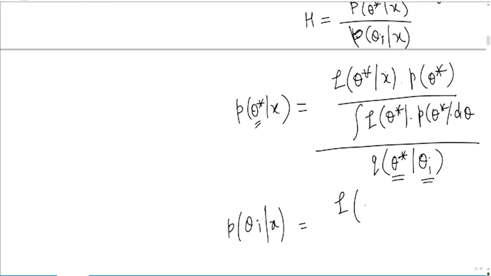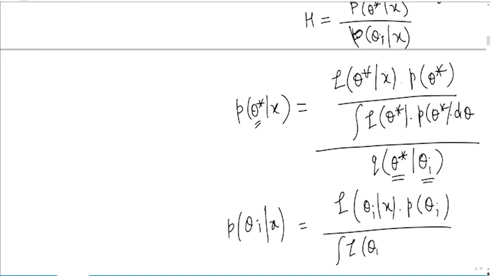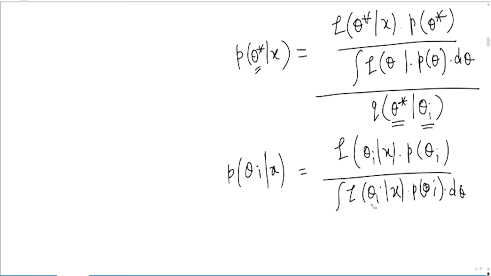So it would be likelihood of theta I, prior density of theta I, divided by likelihood of theta I, prior density of theta I, d theta. Or not theta I, just theta, right? Theta I is just a particular parameter value. Okay, you can write it like this: prior density of theta into d theta. Now this whole thing divided by proposal density of theta I.